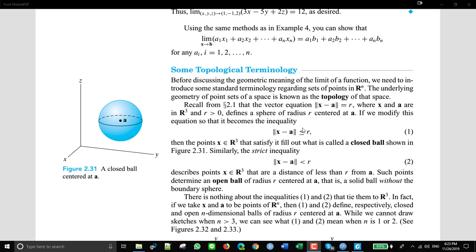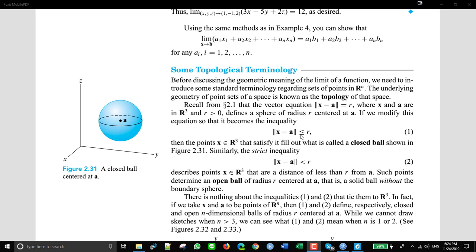Now, if we change this equal sign to less than or equal to, then we're talking about not just the surface, but the entire inside of the ball. And when we use less than or equal to, we call that a closed ball, whereas if we use just less than, we call that an open ball. And if we're talking about the open ball, then it actually doesn't contain the surface. So it's a solid ball without the boundary sphere.